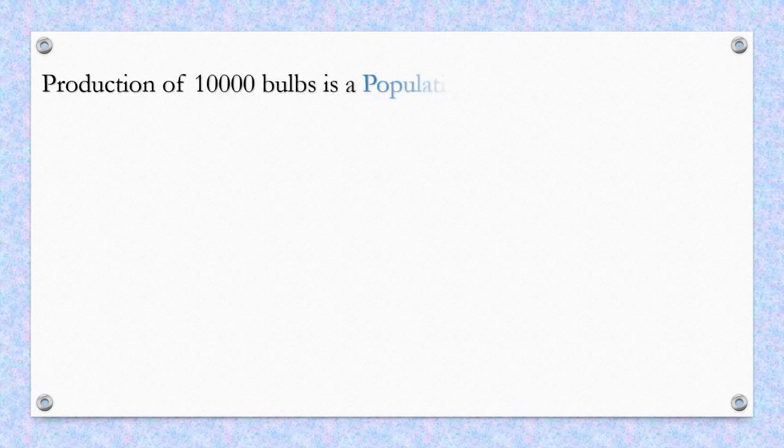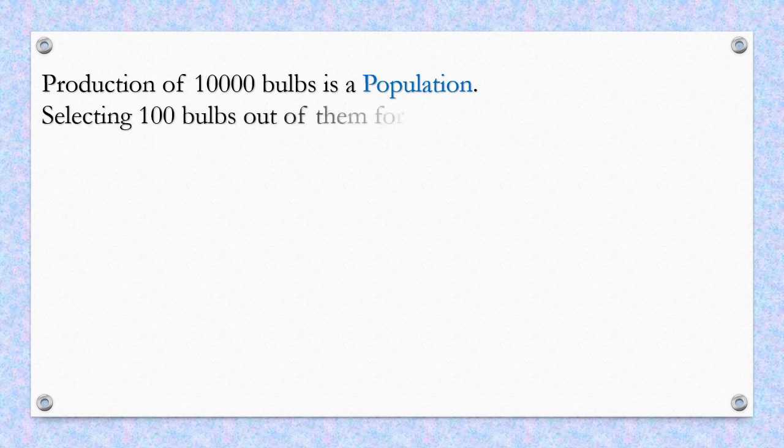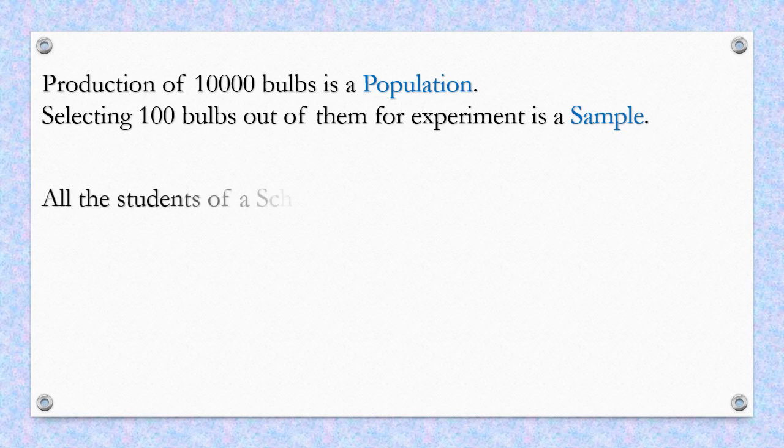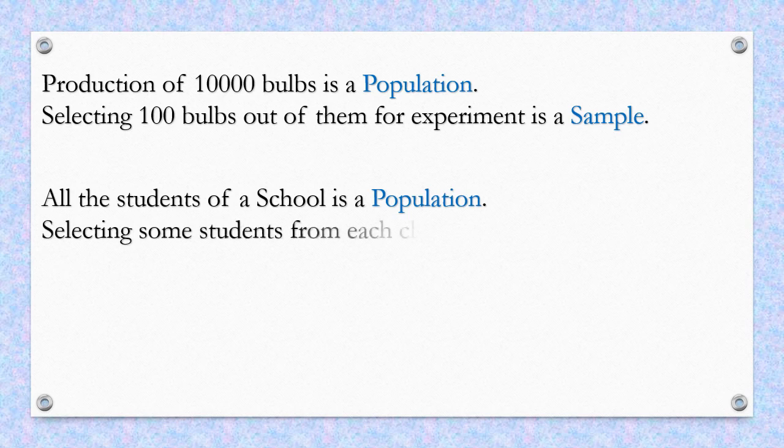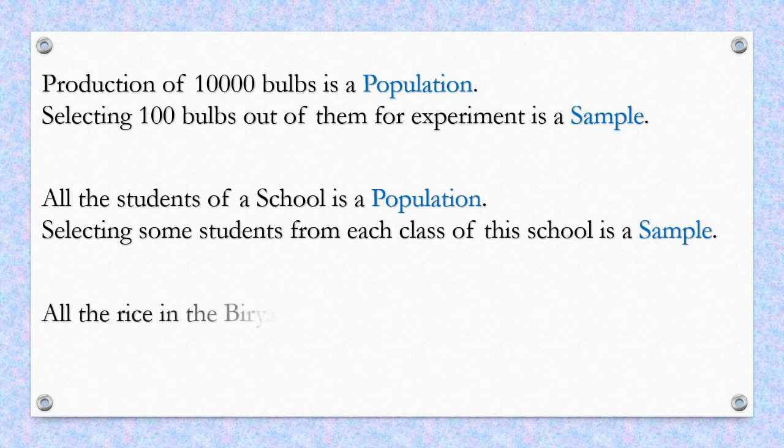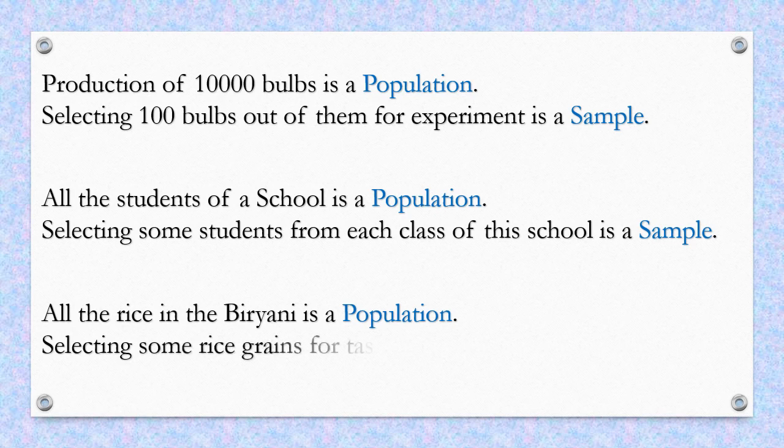Production of 10,000 bulbs is a population. Now selecting 100 bulbs out of them for experiment is a sample. All the students of a school is a population, whereas selecting some students from each class of this school is a sample. All the rice in the biryani is a population, whereas selecting some rice grains for testing from that biryani is a sample. So these are certain examples differentiating population and the sample.